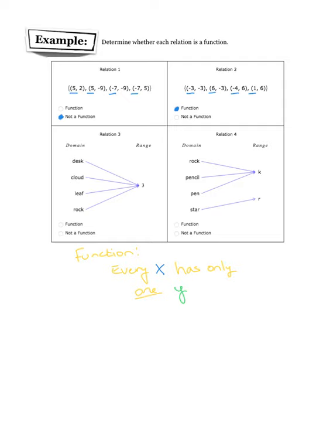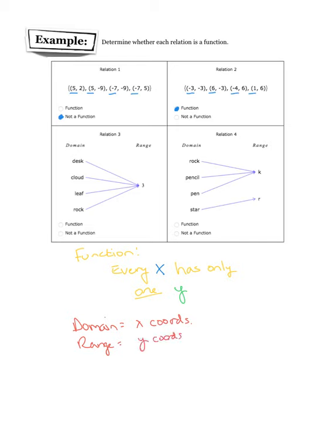All right, now relation 3. We've got words in the domain. It doesn't matter. Remember, domain is x. I'm going to write that down too. Domain, x coordinates, range, equal y coordinates.